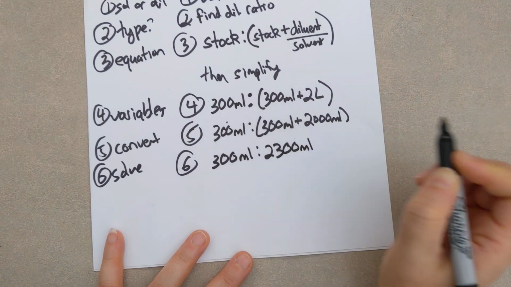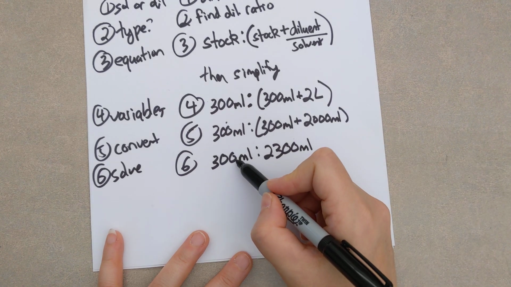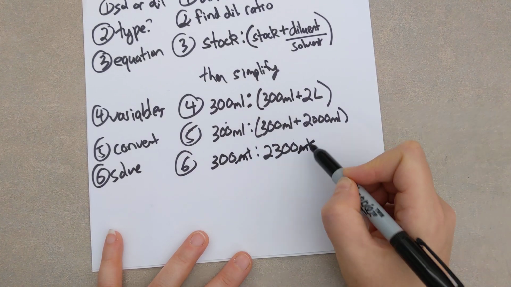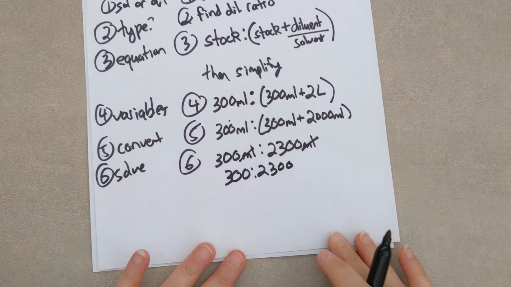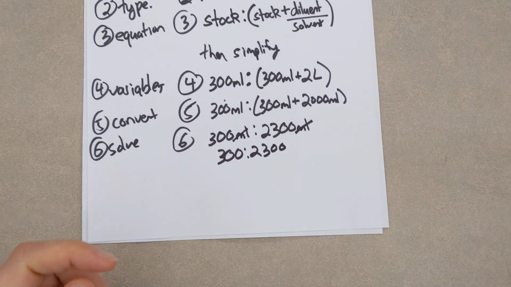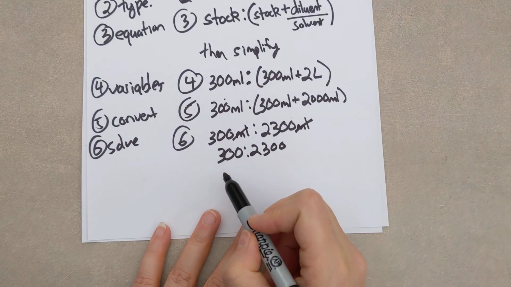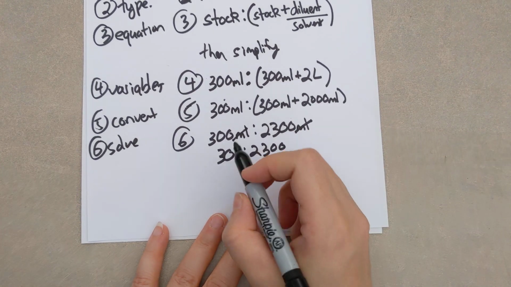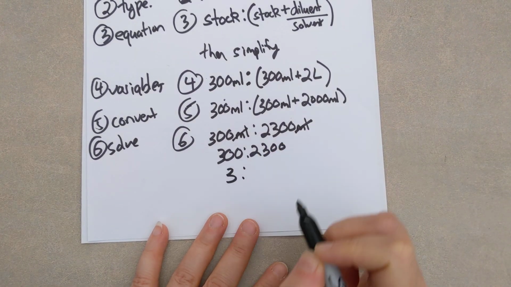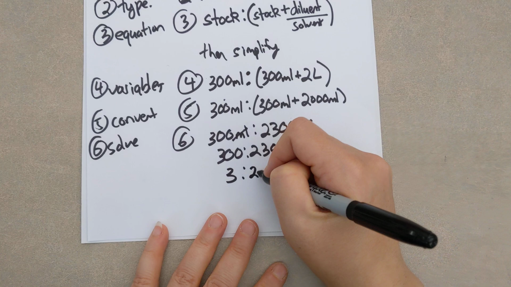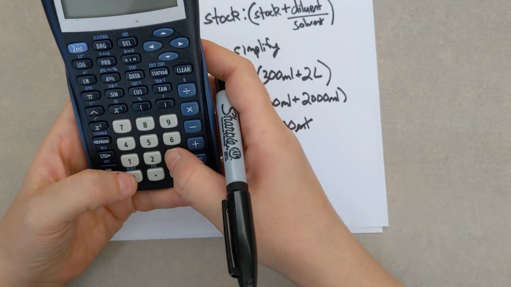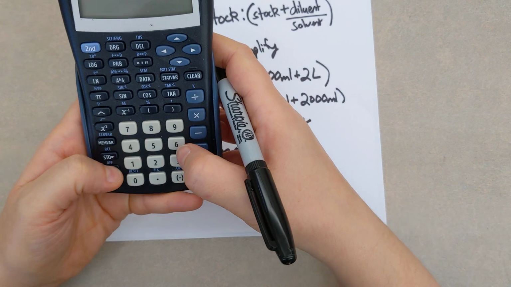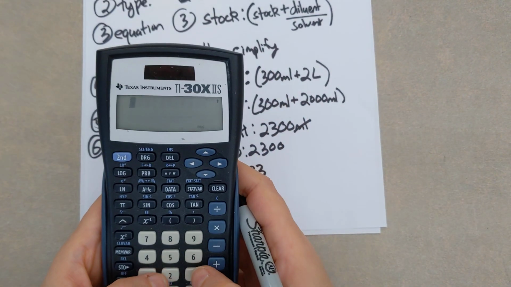So you see it is now 300 milliliters to 2,300 milliliters, so goodbye, goodbye. I can simplify down to 300 to 2,300, but wait, I can actually simplify more. First of all, I know that these are all divisible by hundreds because I see there's 2 zeros. So when I divide these by 100, I get 3 and 23. And I'm just going to double check to make sure that 23 isn't divisible by 3.